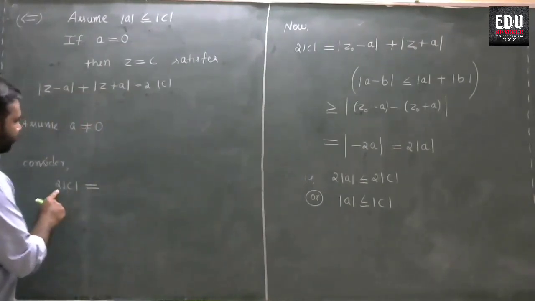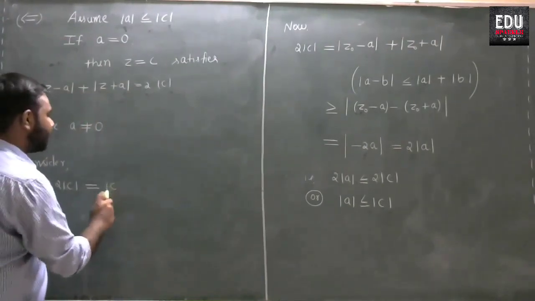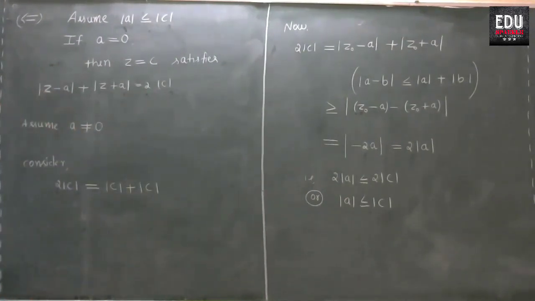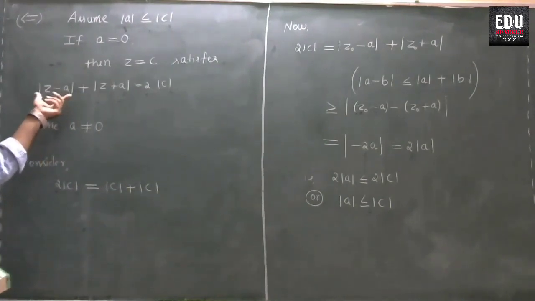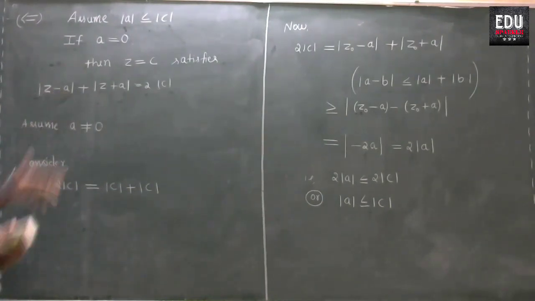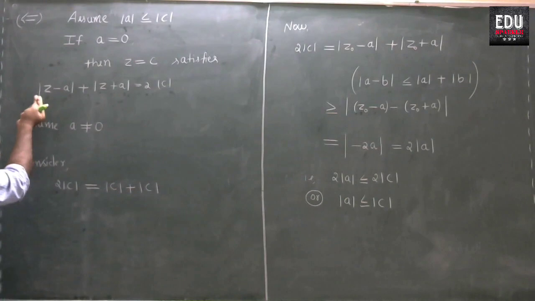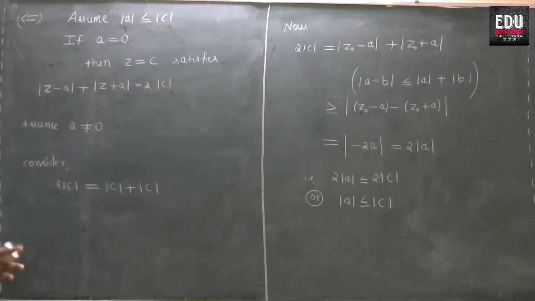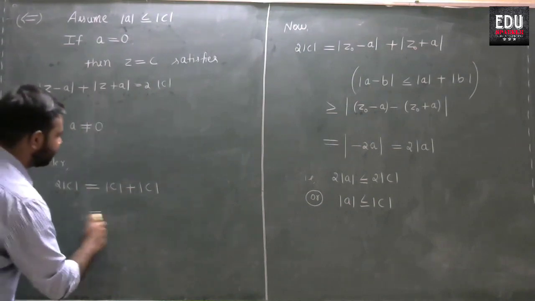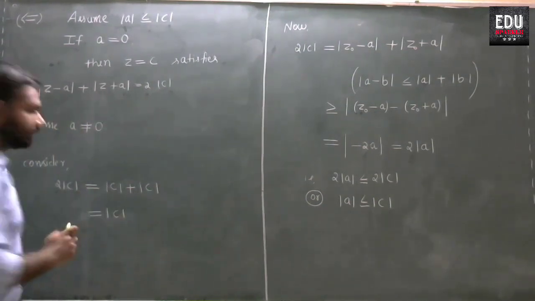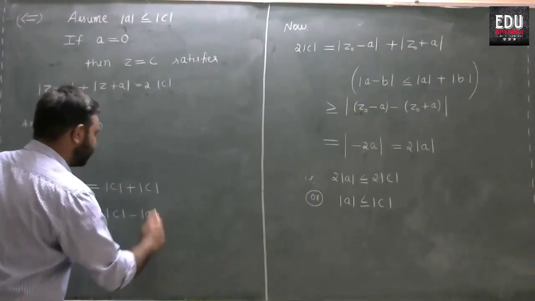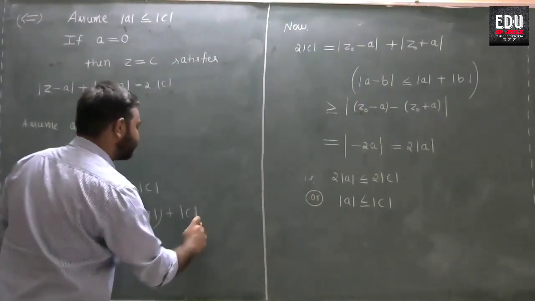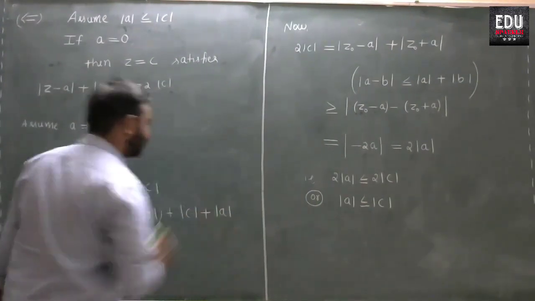So I can write 2 into modulus of C as modulus of C plus modulus of C, C added 2 times. Then I need on the right hand side modulus of Z minus A plus modulus of Z plus A. So what I'll do is, I'll add and subtract modulus of A. So modulus of C minus modulus of A plus modulus of C plus modulus of A.